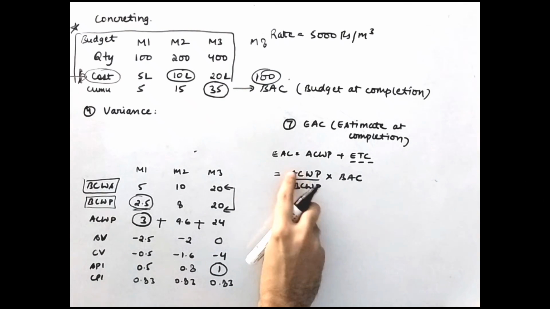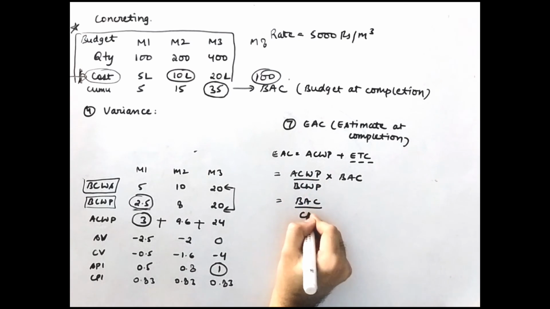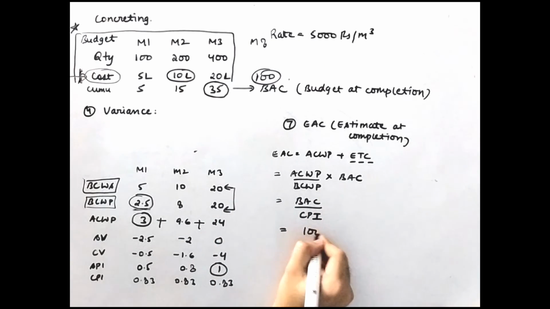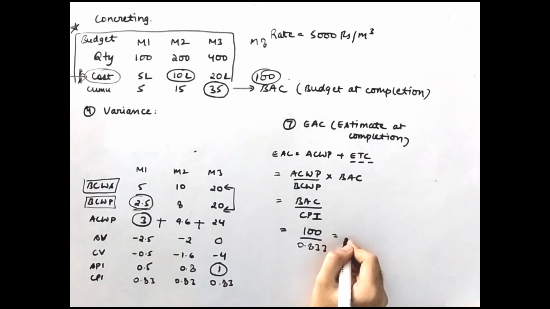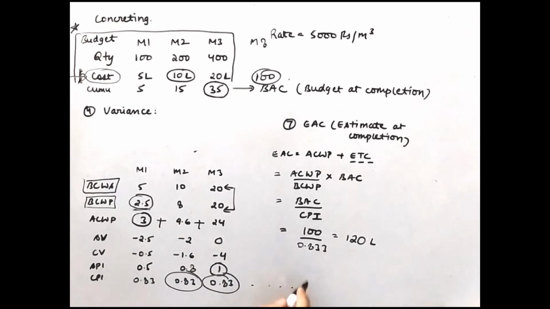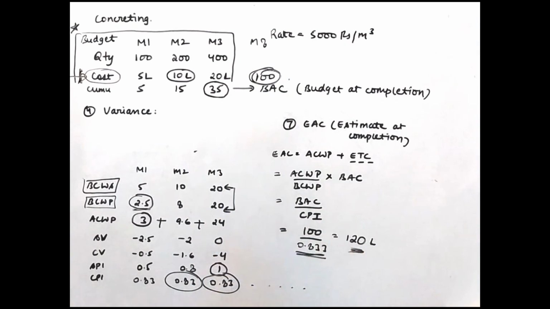Now what is this BCWP divided by ACWP? We just saw that it is nothing but your CPI. So if we divide the BAC of 100 by the CPI, what is your CPI? CPI is the same, 0.83333. So you will get the estimate at completion as 120 lakh rupees. That means with this overrun you are continuing the complete project, you are dividing the budget by 0.833, and you will be exceeding the budget by 20 lakh rupees.